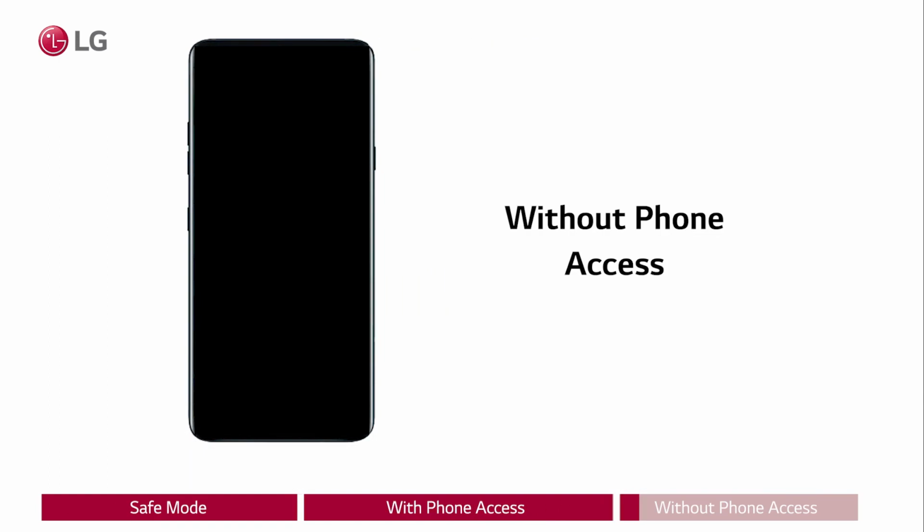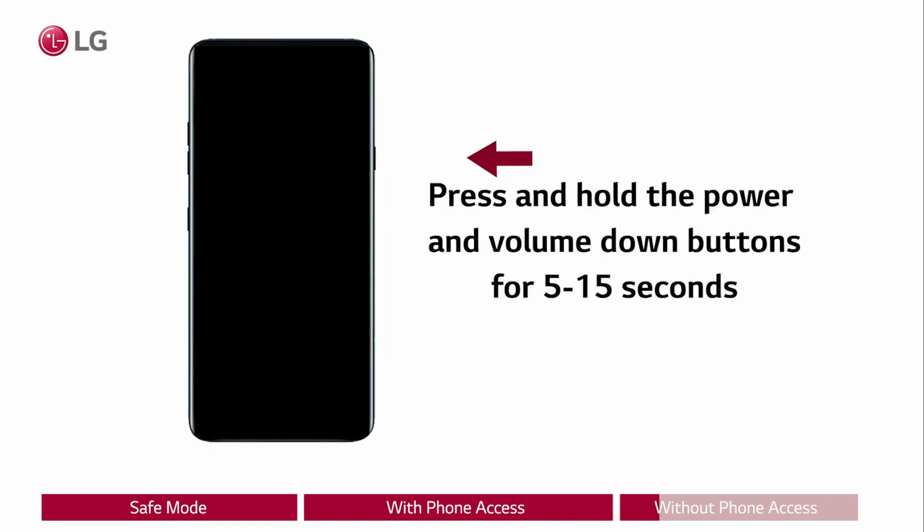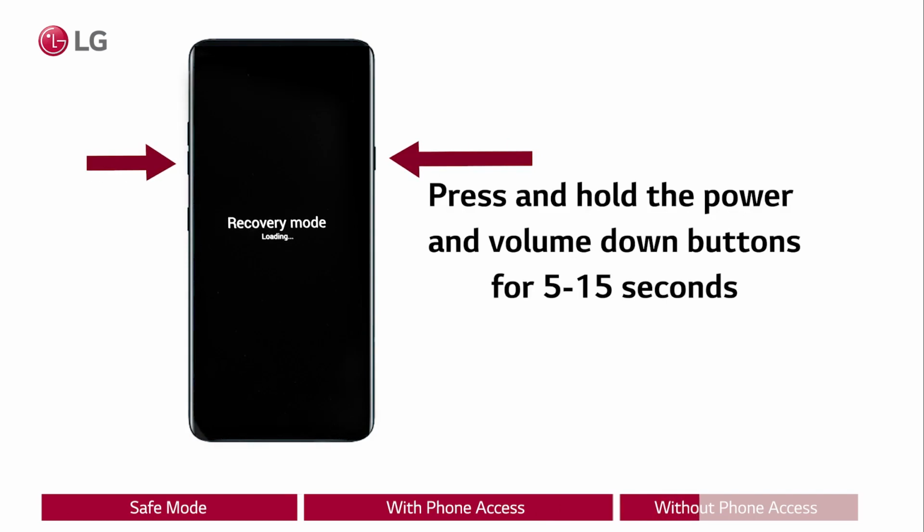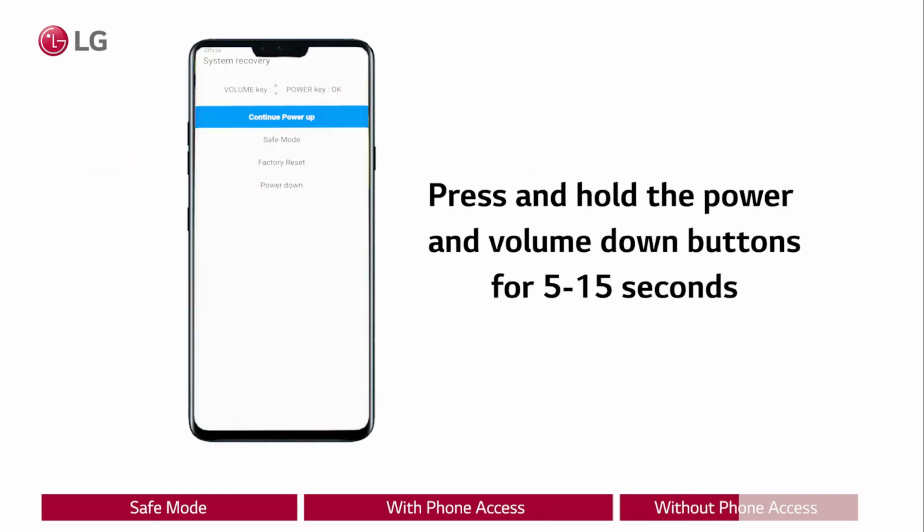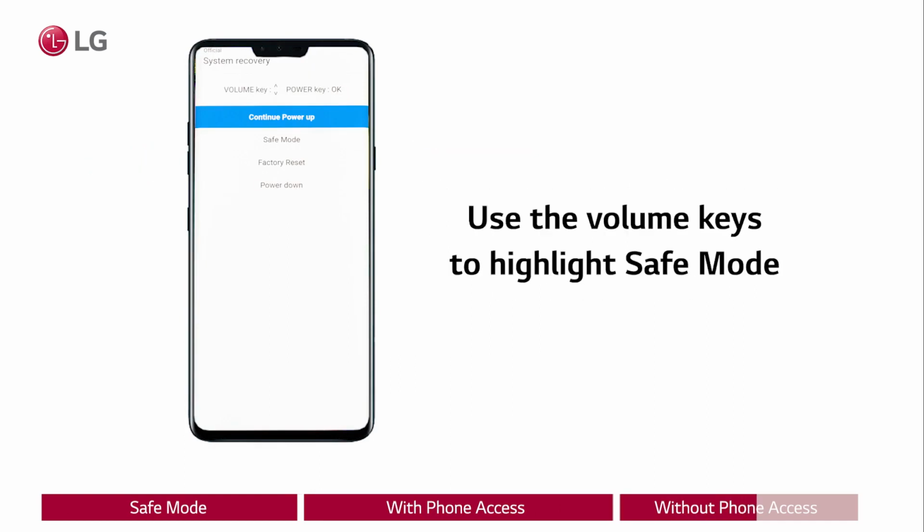Without phone access. If you cannot access the phone, press and hold the power and volume down buttons simultaneously for 5 to 15 seconds until the phone shows a screen that says System Recovery at the top. The power is at the right, volume down is directly across from it on the left.